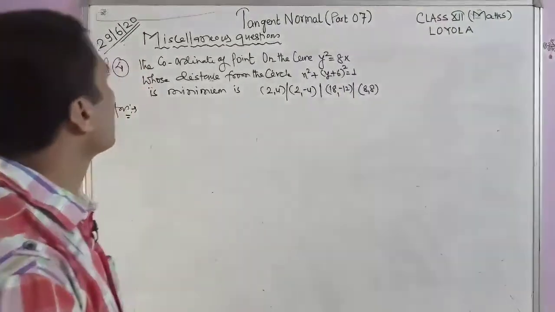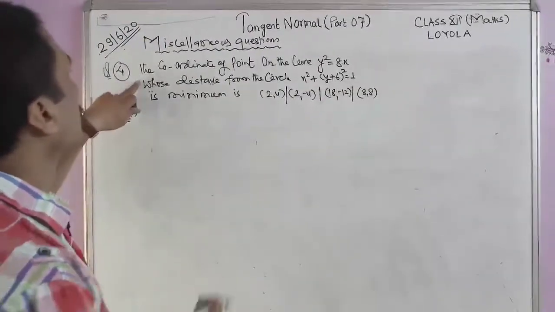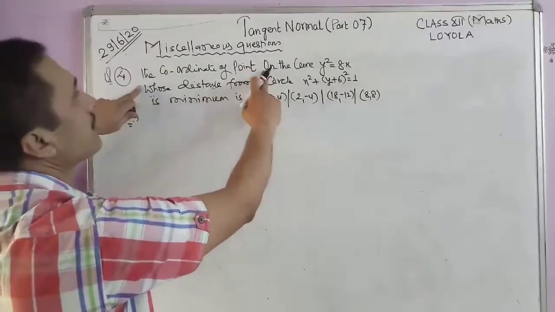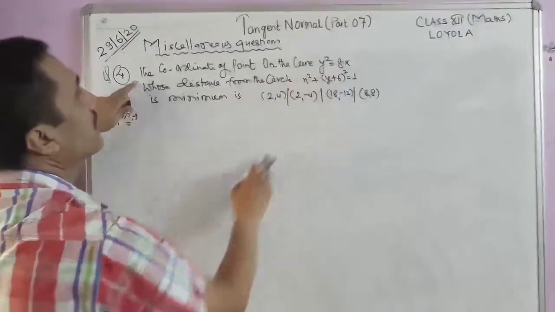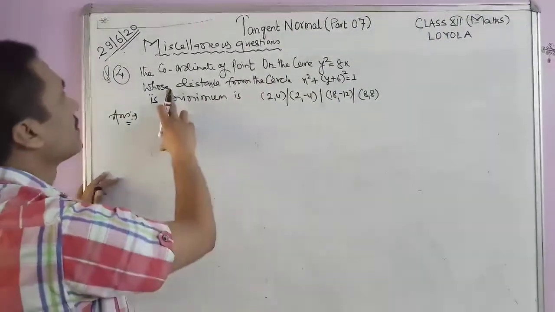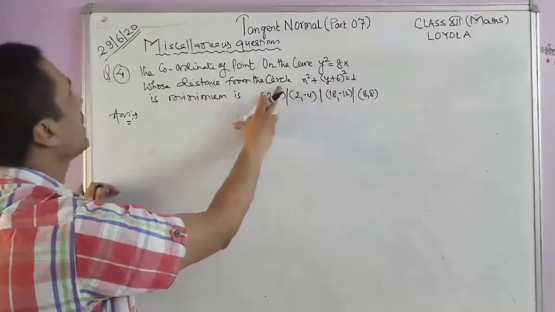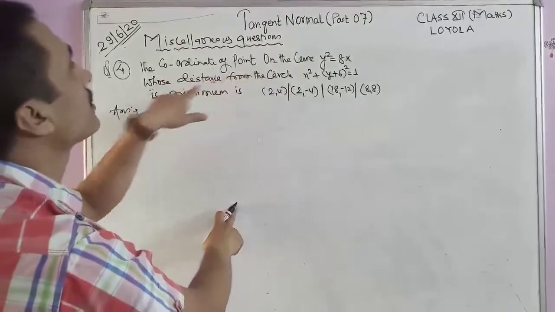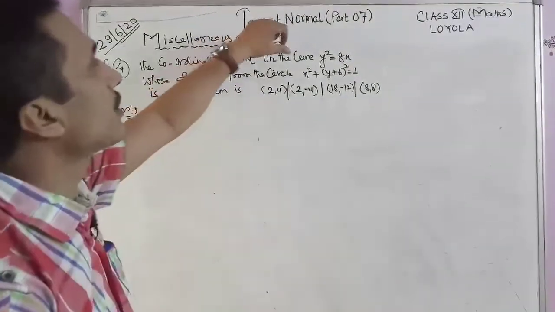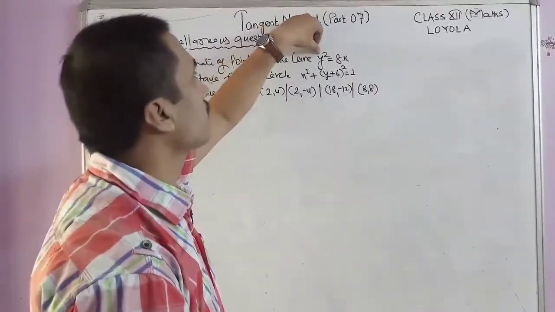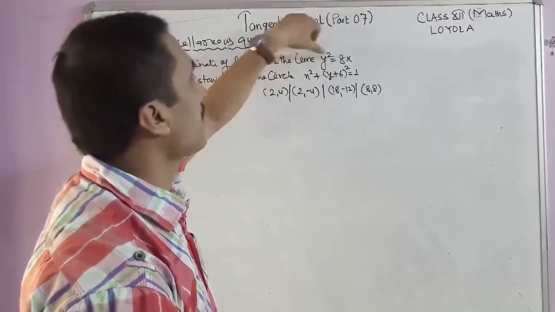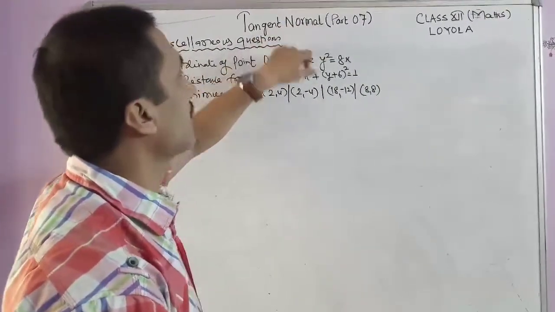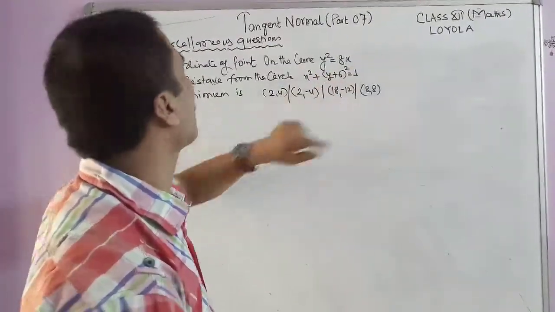The next one is: the coordinates of the point on the curve y square equal to 8x whose distance from the circle is minimum. Here two curves are given. The first is y square equal to 8x, that is a parabola, and the second one is x square plus (y plus 6) whole square equal to 1.